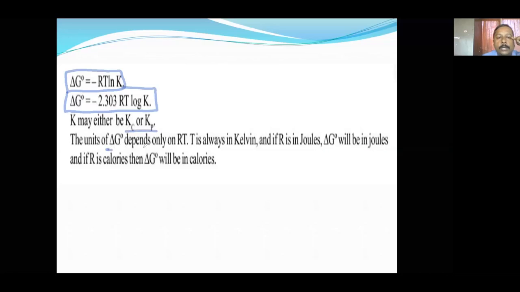Delta G naught depends on RT, and temperature will be in Kelvin. If you take the R value as 8.314, delta G units will be in joules. If you take the R value as 2, delta G naught will be in calories. People are confused about R values after studying three chapters: states of matter, thermodynamics, and equilibrium. Sometimes we study it in electrochemistry also. Be perfect in using the R values properly, for what units which R value is required, and what R value you have to substitute. Many times in my previous lectures also, revise that.